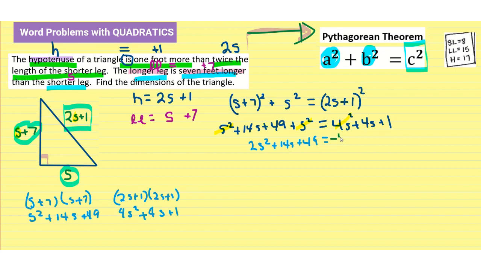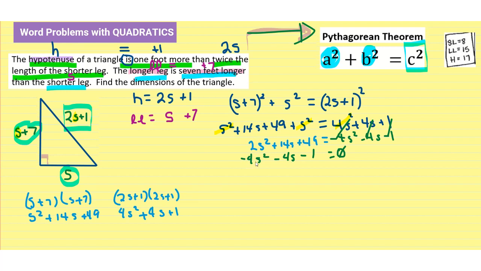So I'm going to do minus 4s squared, minus 4s, and minus 1. So all of these will cancel out, and that will end up being 0 on that side, and that's what we want. We want to get everything on one side. But let's go ahead and finish this, working this part out.